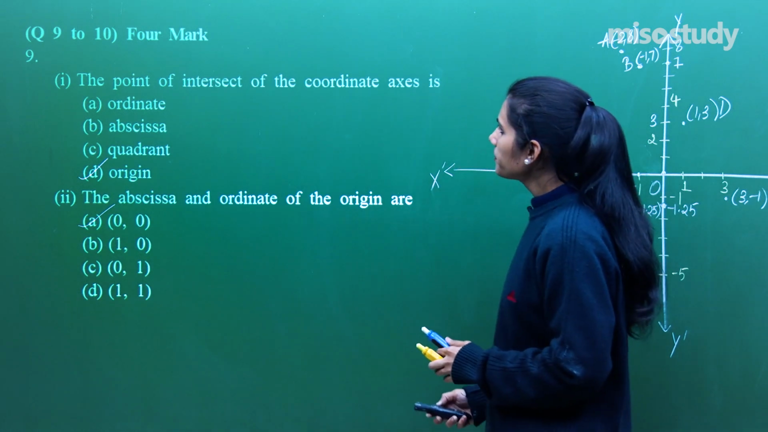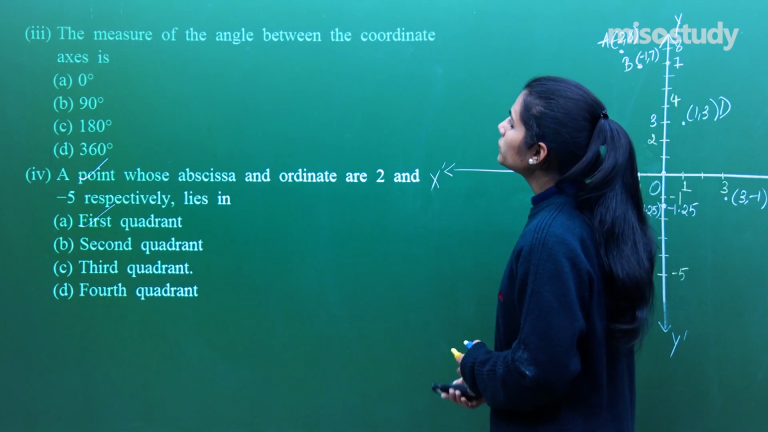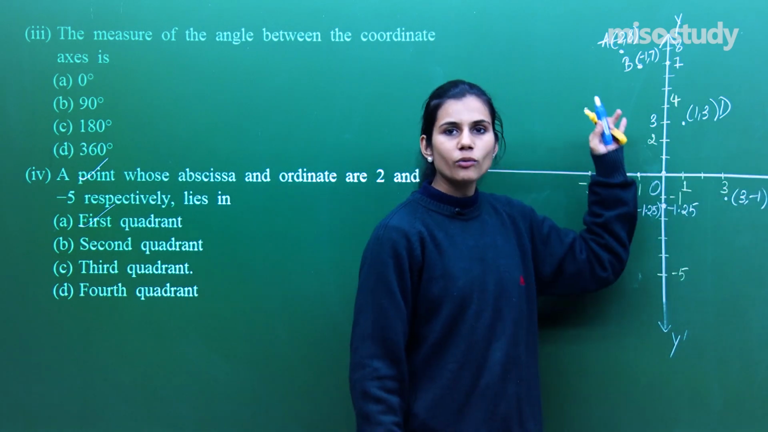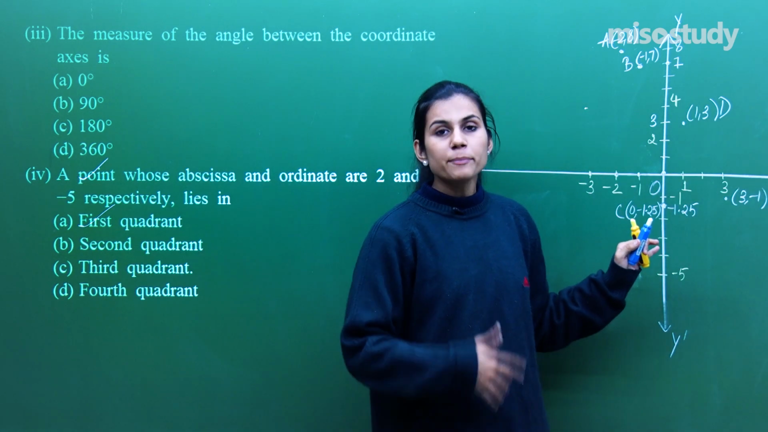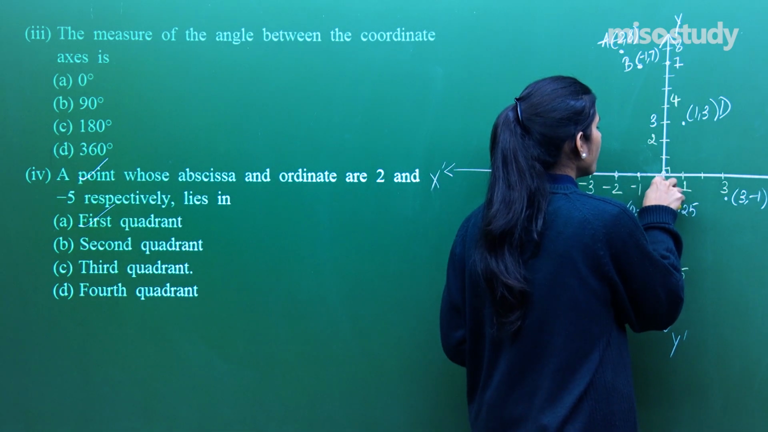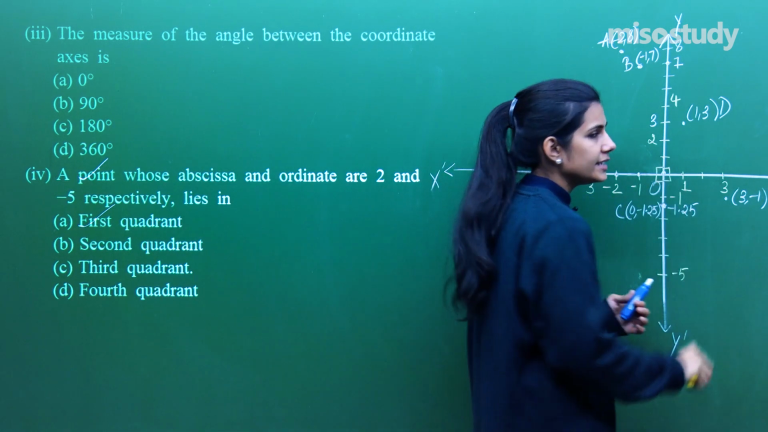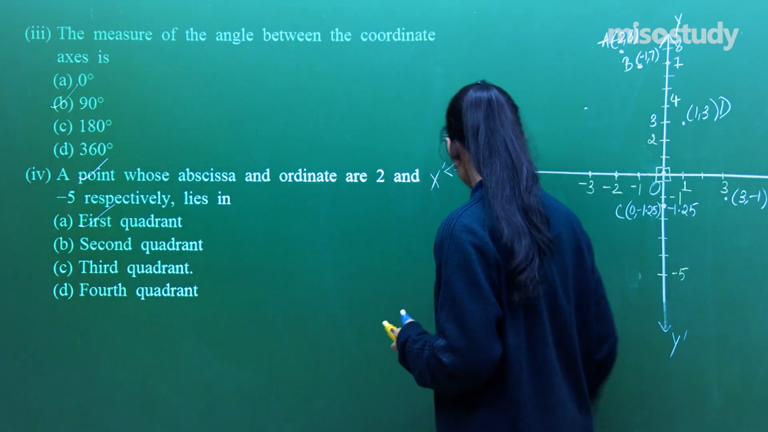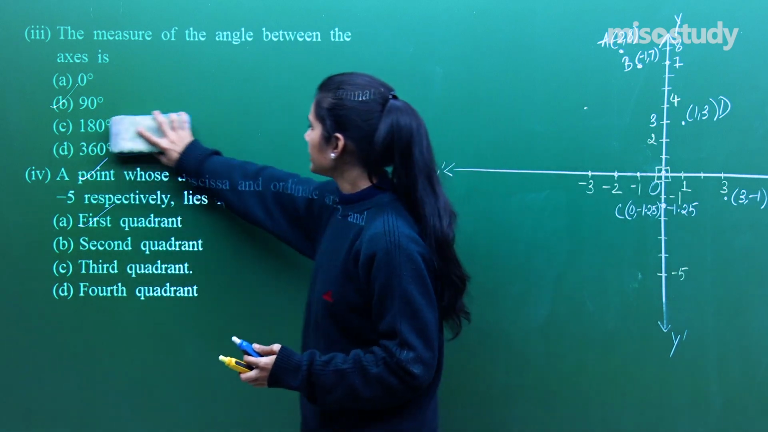Next we have: the measure of the angle between the coordinate axes is what? Obviously, these two lines, the x and the y axis, are mutually perpendicular to each other. So obviously the angle of intersection is 90 degrees. Because of perpendicularity, the angle is 90 degrees.